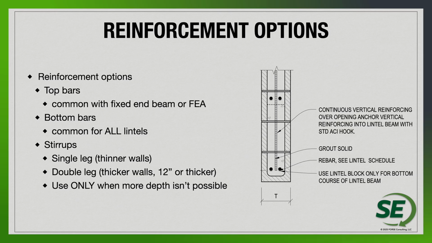So again, remembering our different types of options. If we have fixed end beams or finite element analysis, we know that we'd have negative end moments. Top bars would be very common in those designs for all masonry lintels, whether they're simple or fixed end analyses. You're certainly going to have bottom bars, bottom positive moment reinforcement, that you'd have to consider.